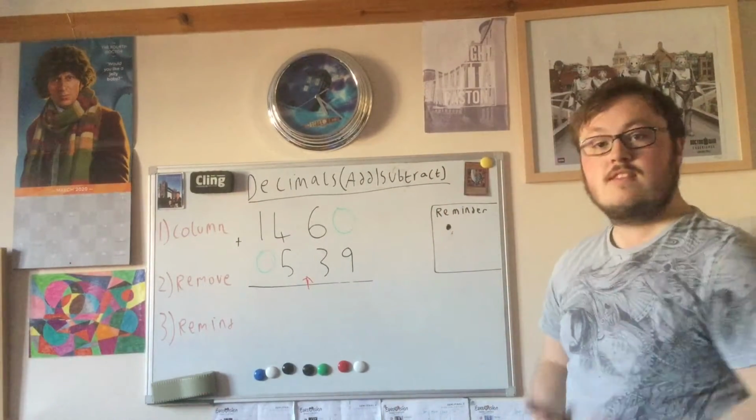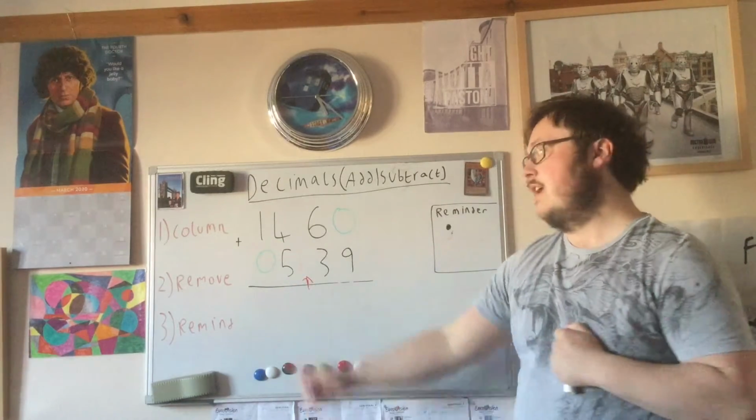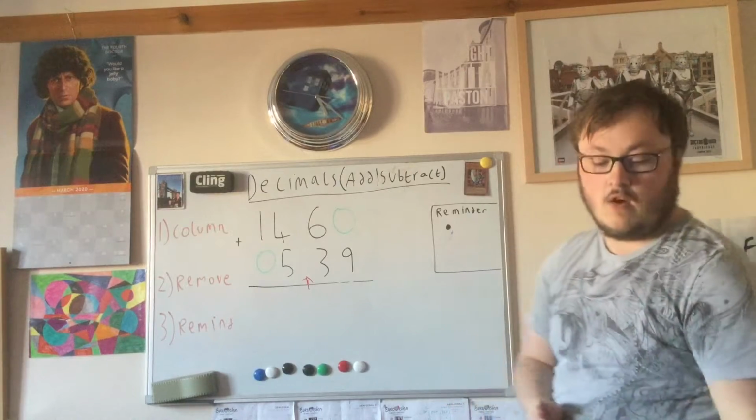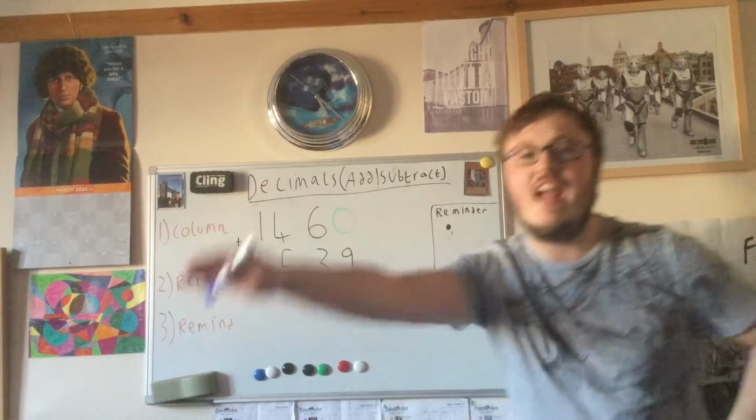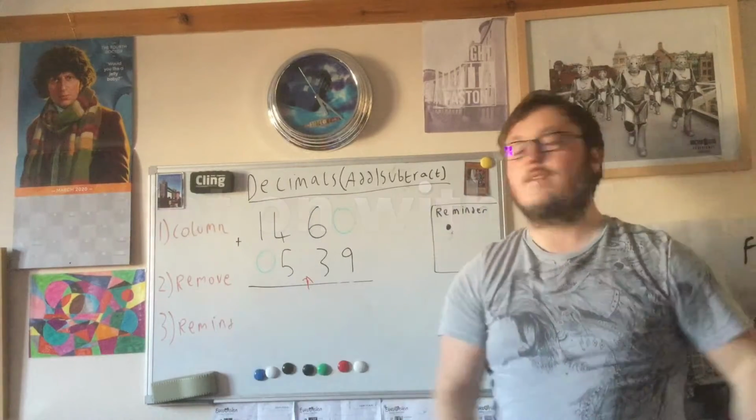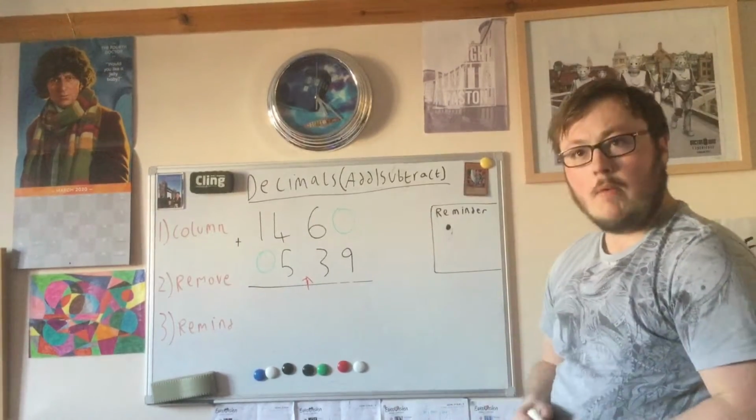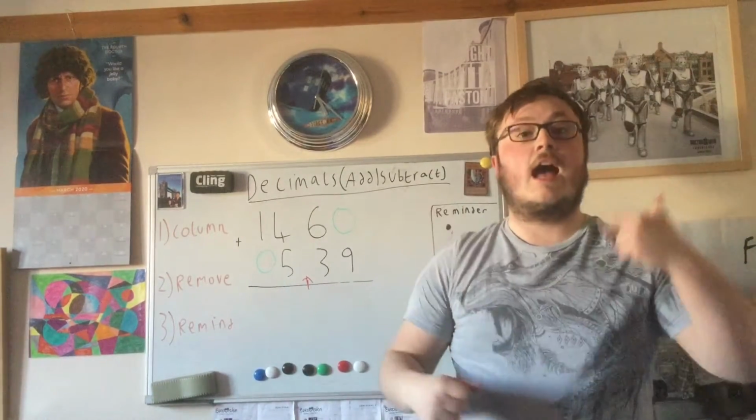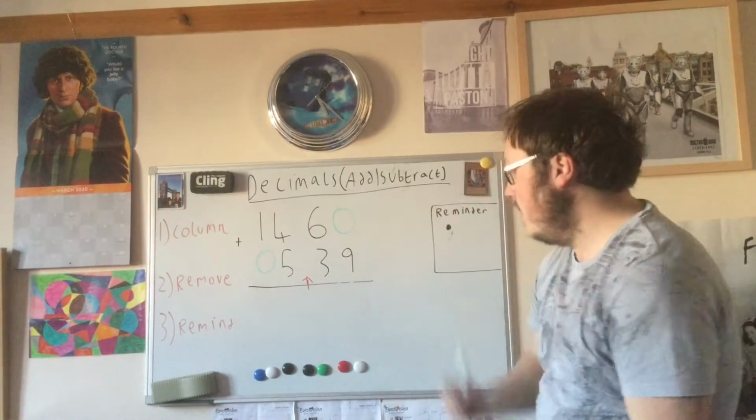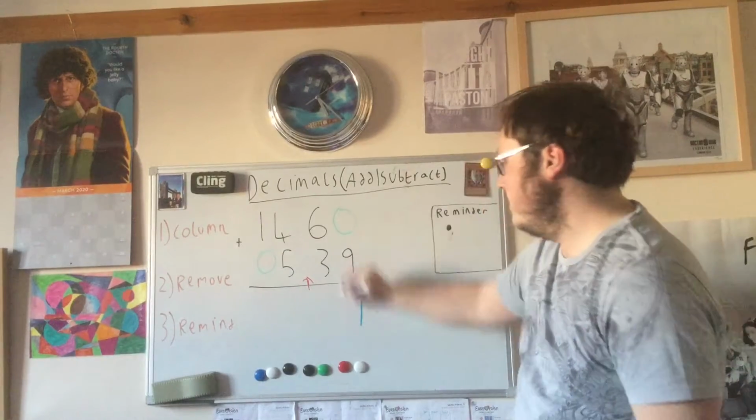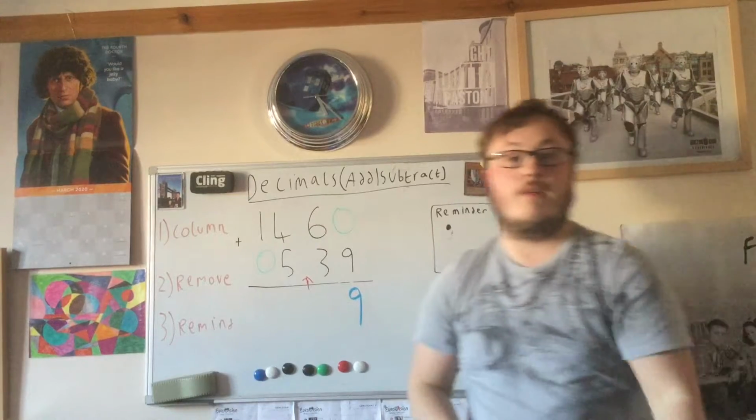So I've removed the decimals and I've now ended up with 1,460 plus 539. So what am I going to do? I'm now going to add them. I'm going to get on with it. Been a while since you heard me say that, haven't you? So, 0 and 9. Well, start with 0, add 9 to it. You will end up with 9. So let's put the 9 there. 6 and 3. You start off with 6. You add 3 to it. You will end up with 9.